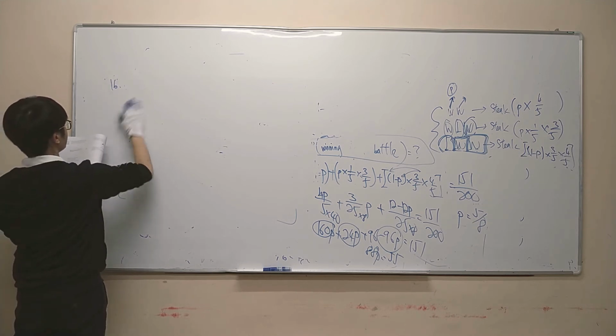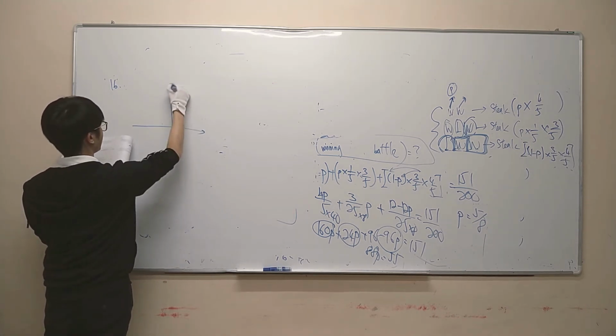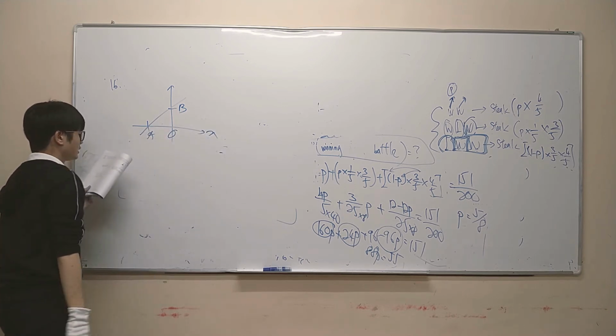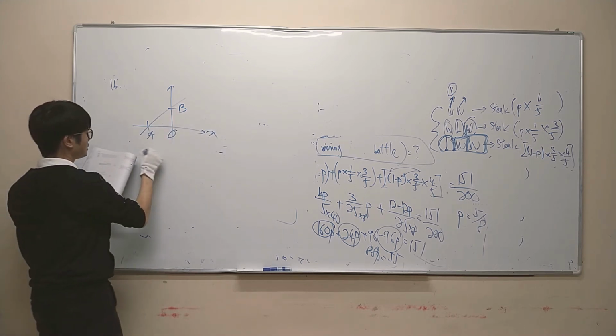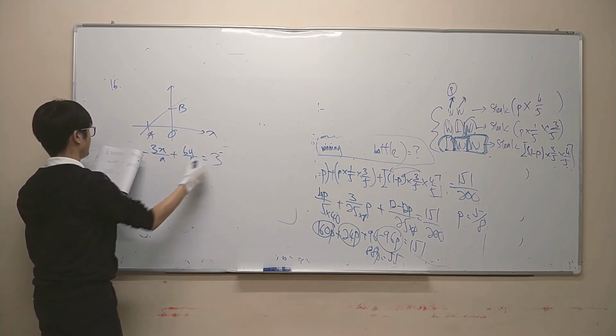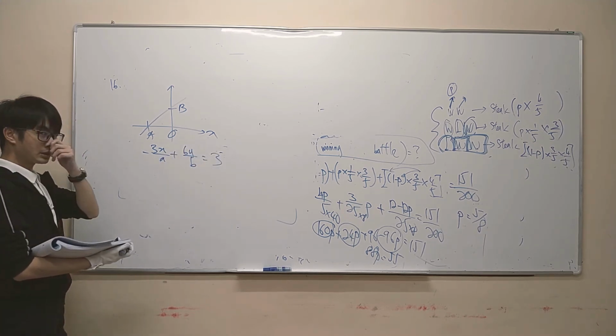Ada diagram, so let me draw it. Okay, A, B. Okay. The diagram here shows a straight line AB with the equation negative 3x over A plus 6y over B equals 3. Hey, this is not intercept form.